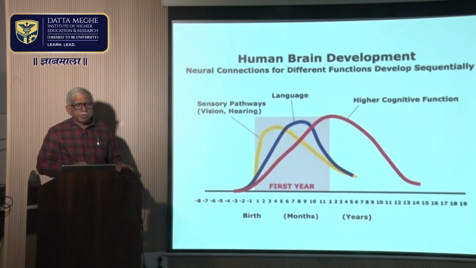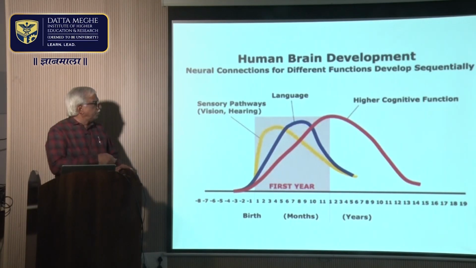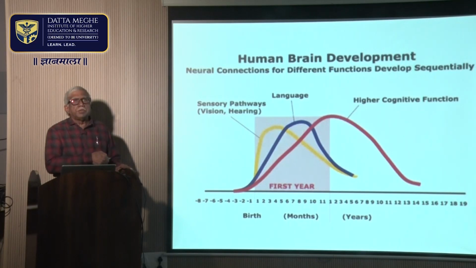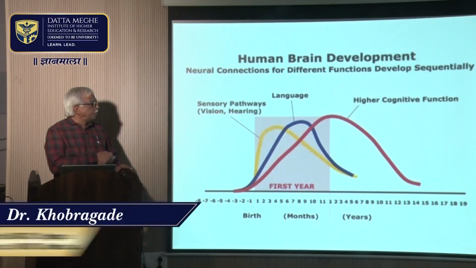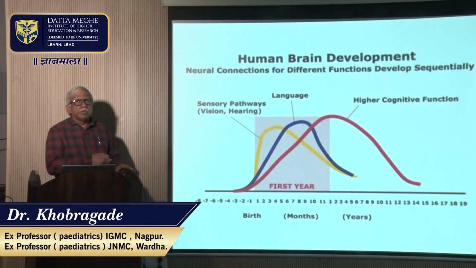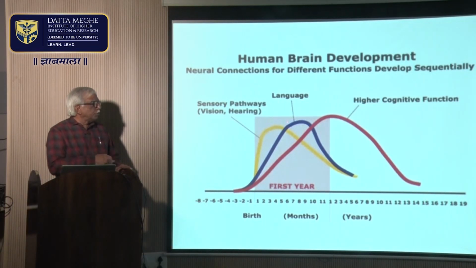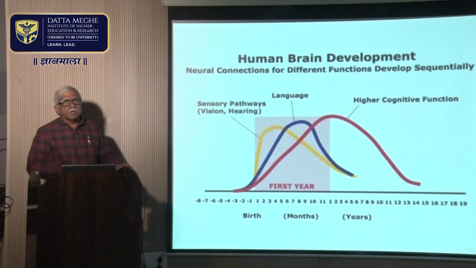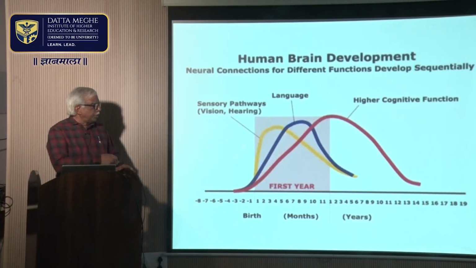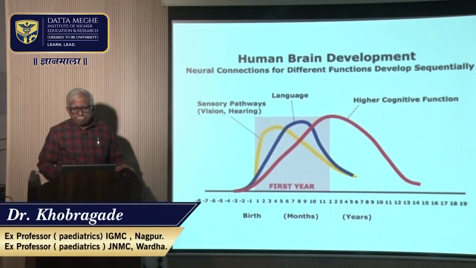Now, this particular slide shows you what are the various domains which develop first. You find that the sensory pathways, the vision and the hearing, get priority, and therefore these are the milestones which are achieved first. The child is able to focus on the mother, he gives a social smile, then he achieves language. Of course, the cognitive function, that means the capacity for abstract thinking, comes later on. So, this is how this sequence of events occurs over a period of time.